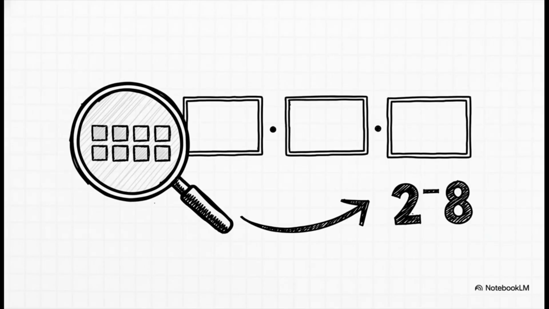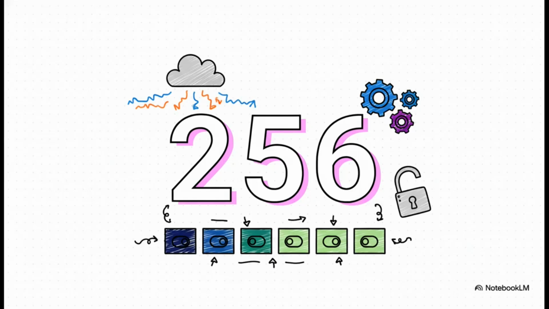Now, in an IP address, each of those 4 sections is called an octet. That's just a fancy networking word that means it's made up of 8 bits. So we just plug 8 into our little formula, which gives us 2 to the power of 8. And the answer is 256.